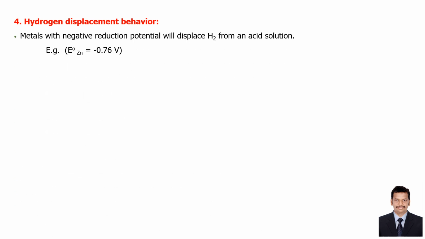The fourth application is hydrogen displacement behavior. A metal with a negative reduction potential will displace hydrogen from an acid solution. For example, take the zinc metal. When you put the zinc rod in sulfuric acid, what happens? The zinc displaces the hydrogen. Look at that, here the zinc is there. When you put it into the H2SO4 solution, the zinc displaces the hydrogen, and you can see that the hydrogen is evolved. This is the behavior of this metal.